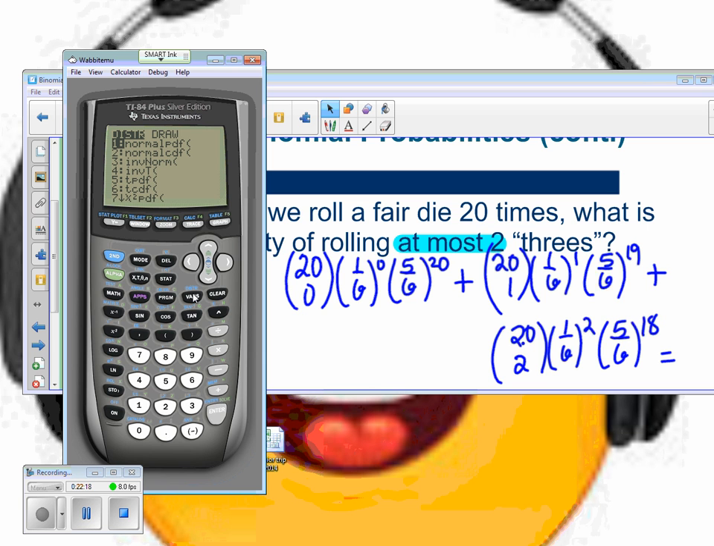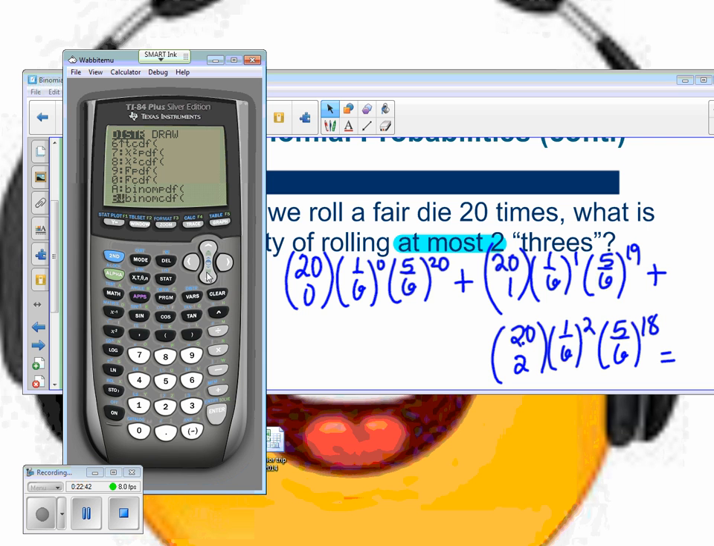Now, I don't see binomial here. There are lots of distributions. You can see normal. We'll eventually use that one. But if I scroll down, you'll see 2 different binomial situations. Binom PDF stands for probability density function. That means the exact situation.